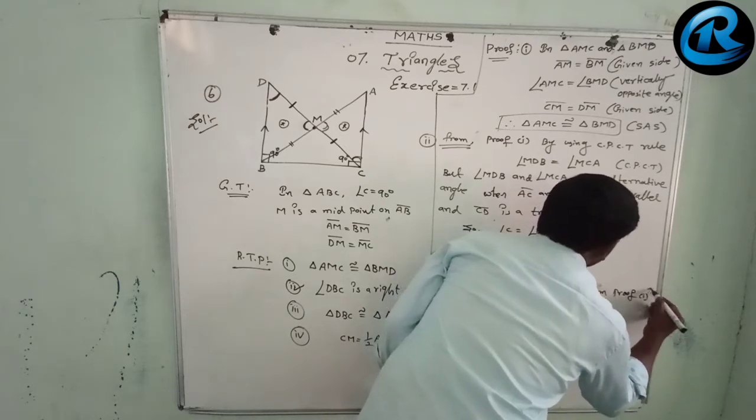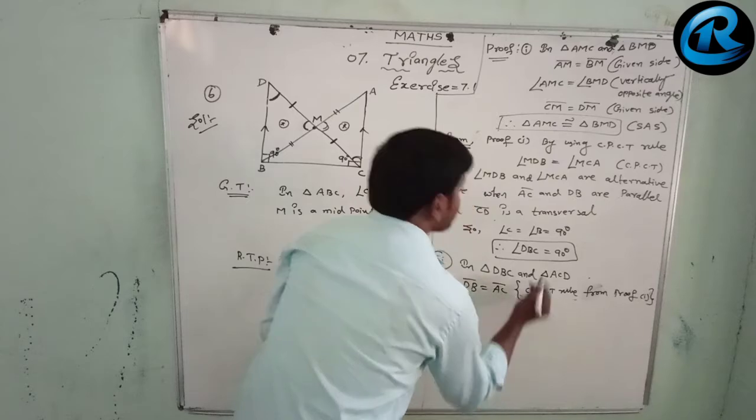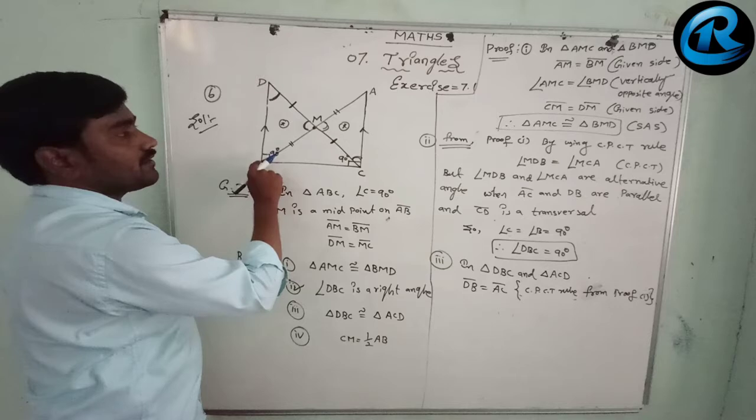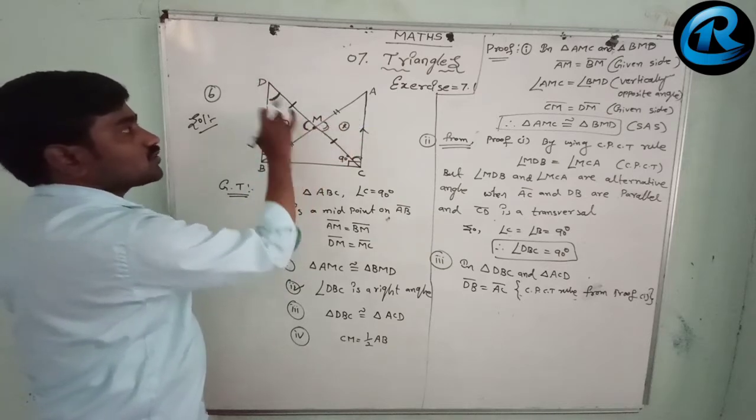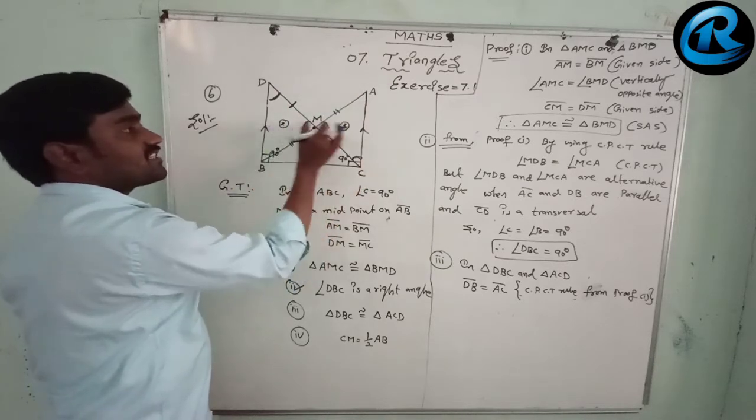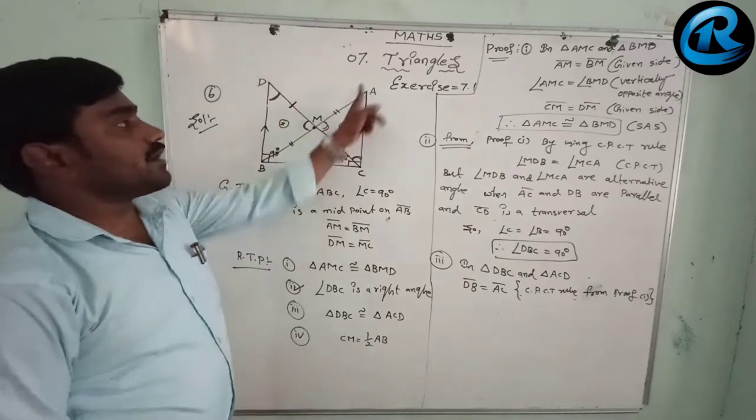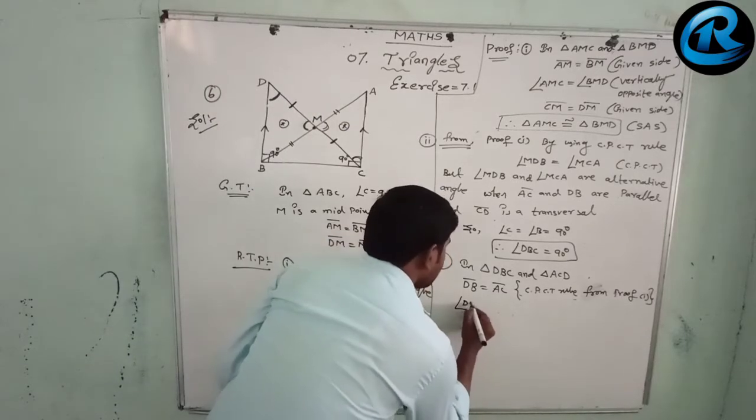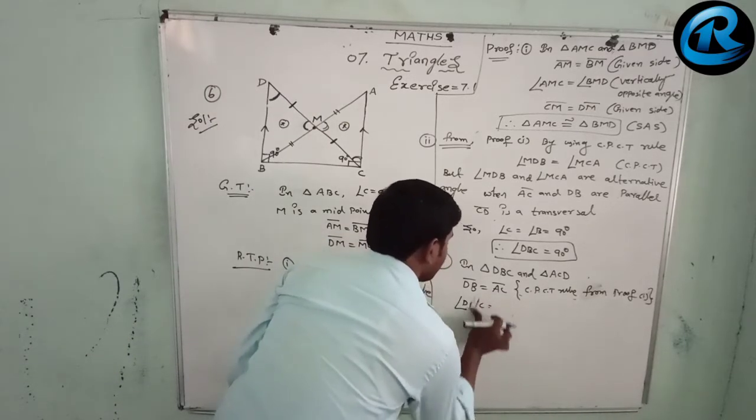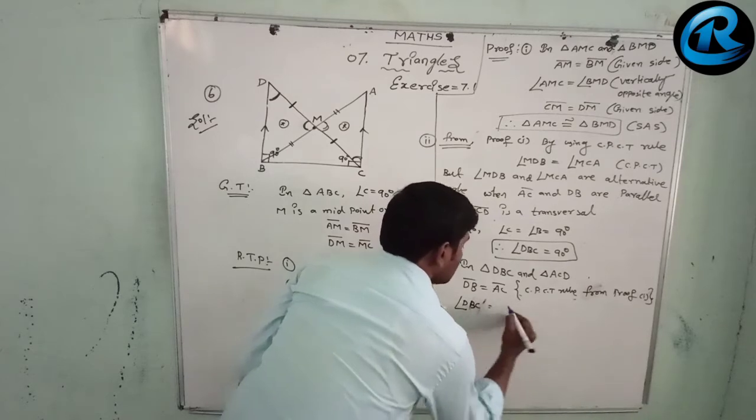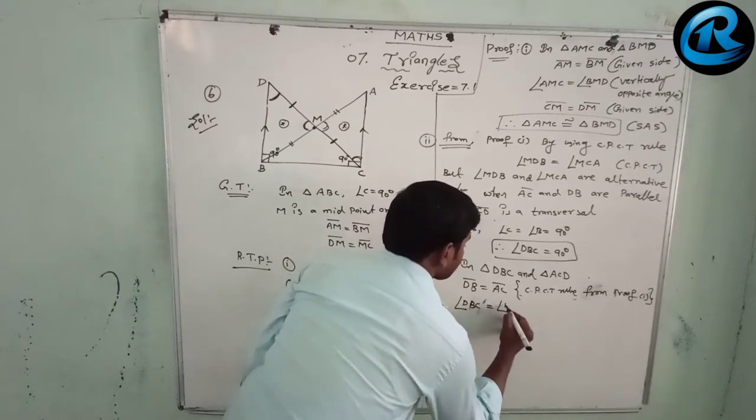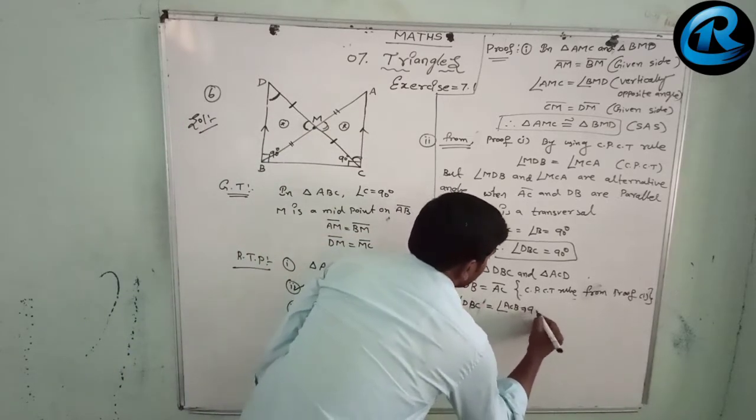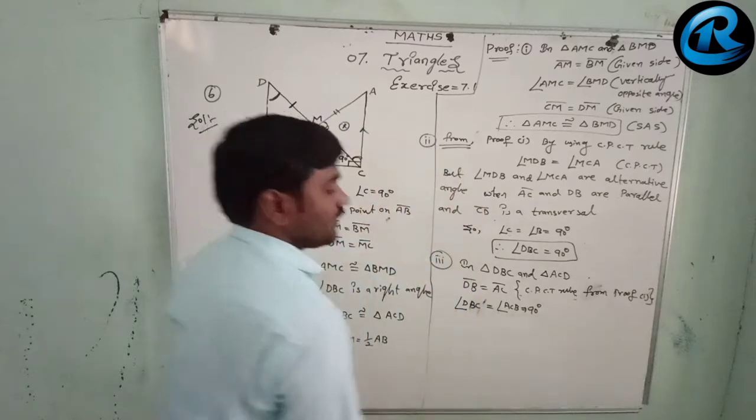From proof 1, these two triangles are congruent కదా, AMC and DMB. These two triangles are congruent. So these two are the corresponding parts of these two congruent triangles. So here DM is equal to AC and angle DBC is equal to angle ACB equal to 90 degrees. Okay, this is an angle.